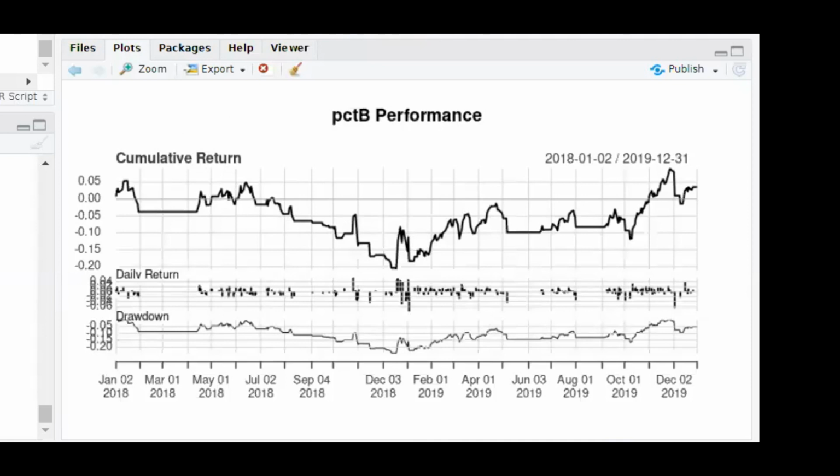Well, it's almost over. It is. So that's my vol strategy in a nutshell.